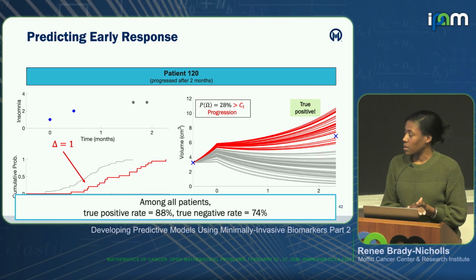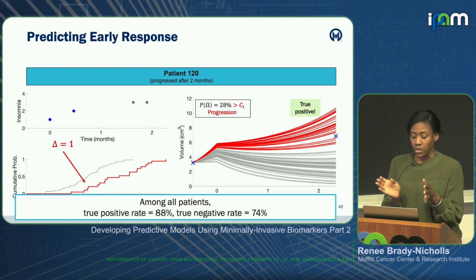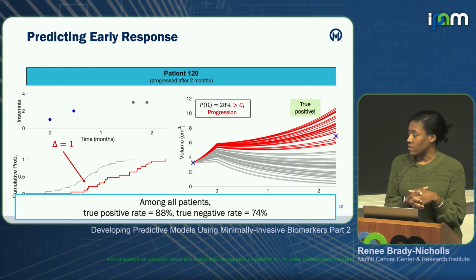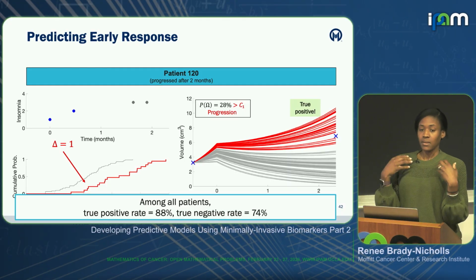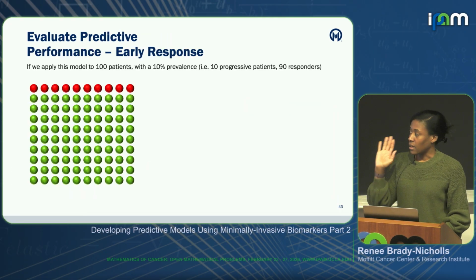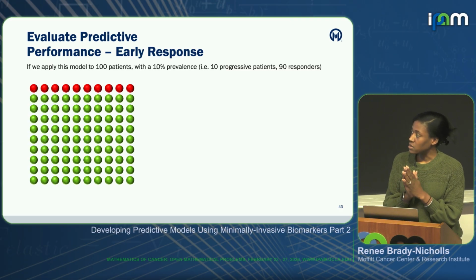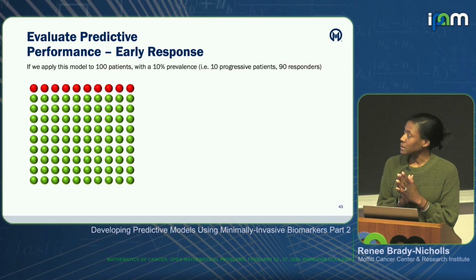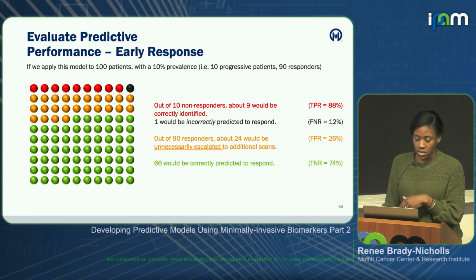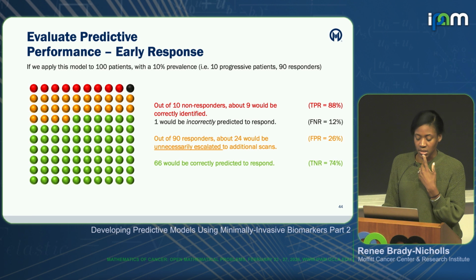So when we looked among all of our patients, our true positive rate increased. Before it was 75% for our early response. Now we're at 88%. Our true negative rate is higher as well. It's at 74%. So we can see that incorporating insomnia does increase our predictive potential. And what that looks like, I just have this graphic again among our 100 patients where we have this 10% prevalence in the early days of treatment. We have 10 patients who progress. Out of our 10 progressive patients, 9 of them would be correctly identified, and 1 would be incorrectly predicted to respond.